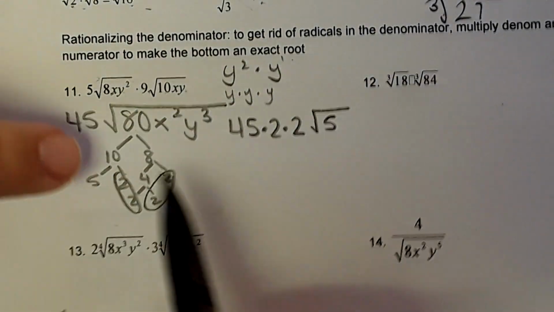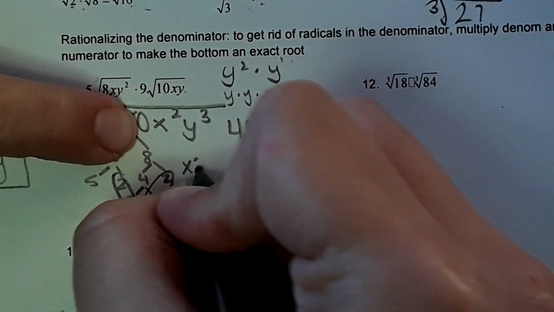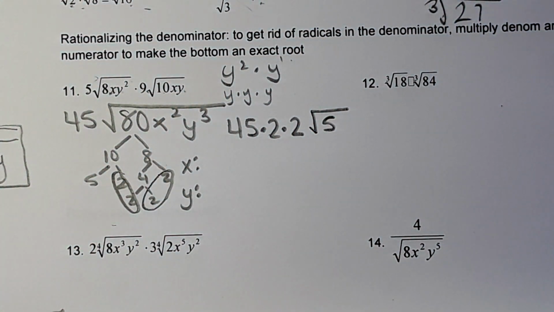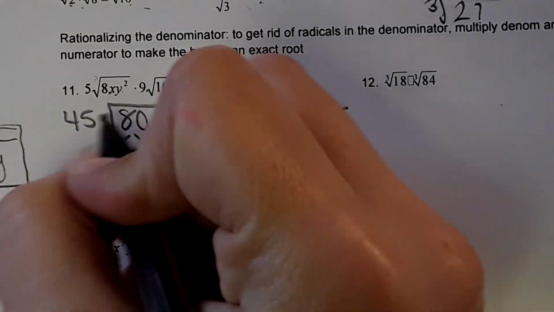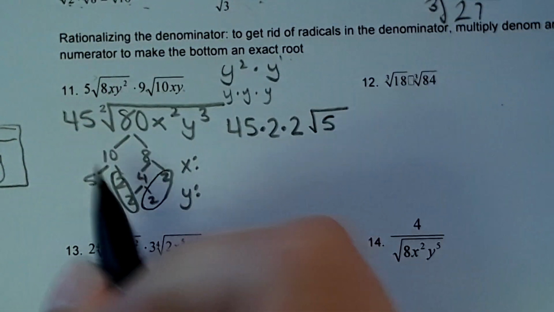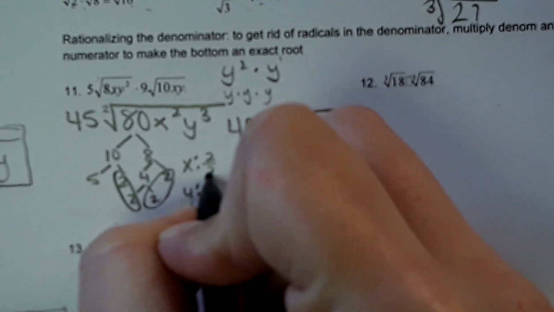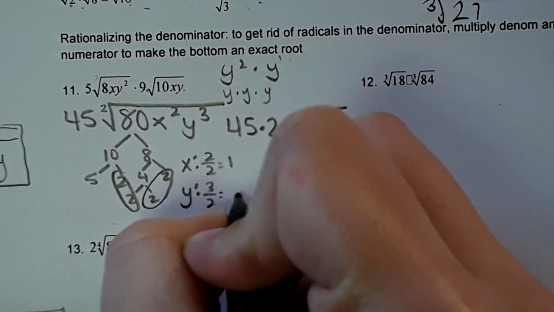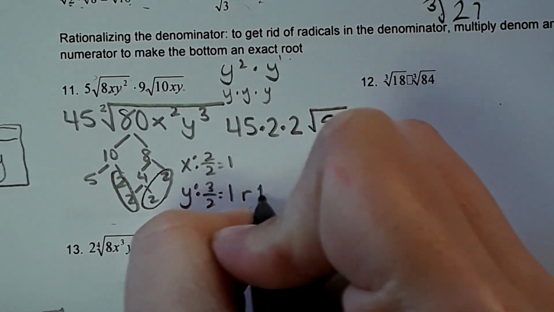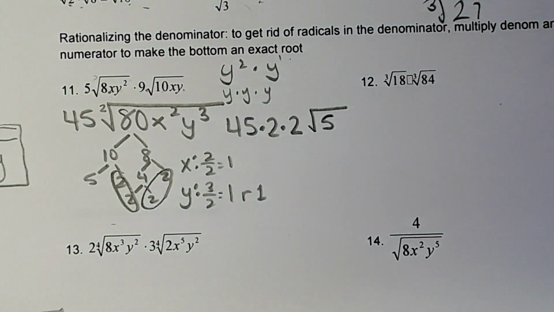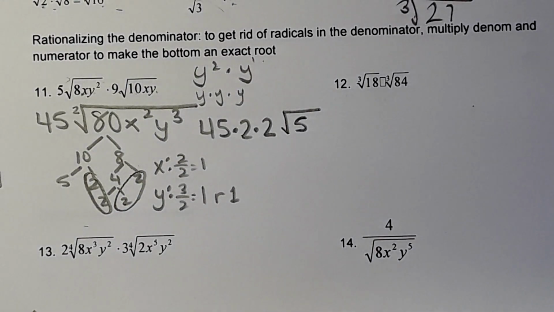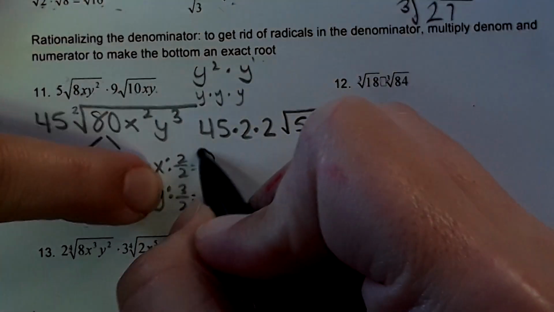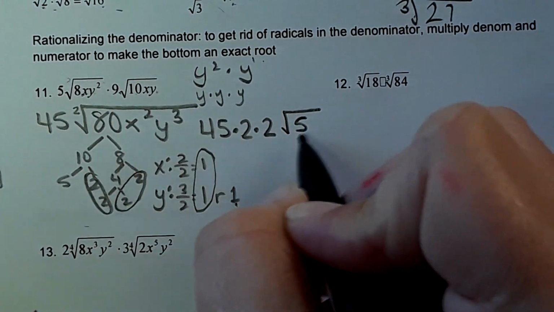And then we have to deal with the variables. So we're going to have our x's and our y's. And then this would just be a 2 there. We don't write the 2, but 2 over 2, and then we'll have 3 over 2. So this will equal 1, and this will equal 1, remainder 1. So now what we do is we can take these out, and this is going to stay in the radical.